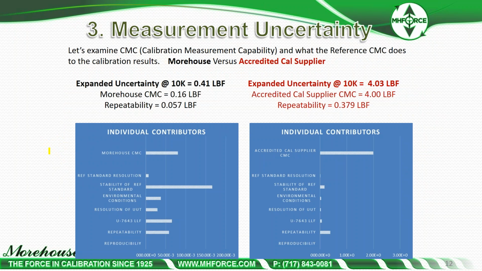So we examine this. If we look at us versus the accredited cal supplier, the expanded uncertainty on a 10K cell that we calibrate could be as low as 0.41 pounds, whereas the expanded uncertainty on the accredited calibration supplier could be as low as 4.03. Why is this? We're doing the same cal. It's because the uncertainty of the reference has to be included in the uncertainty budget. This is back to that traceability chain. For every step on that pyramid, you have to absorb the uncertainty of the lab above you. If you do not absorb it, it does not work and it breaks down.